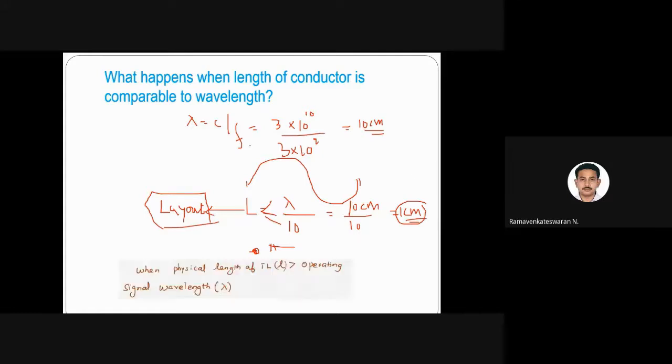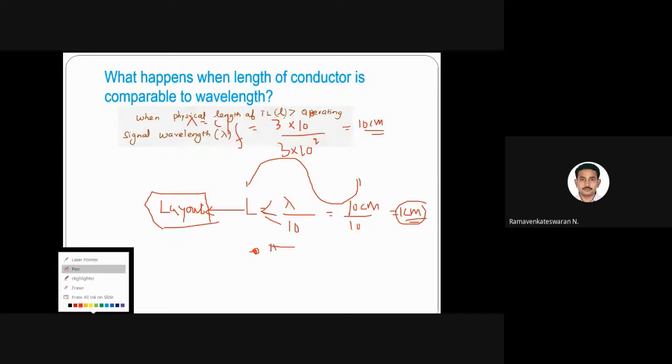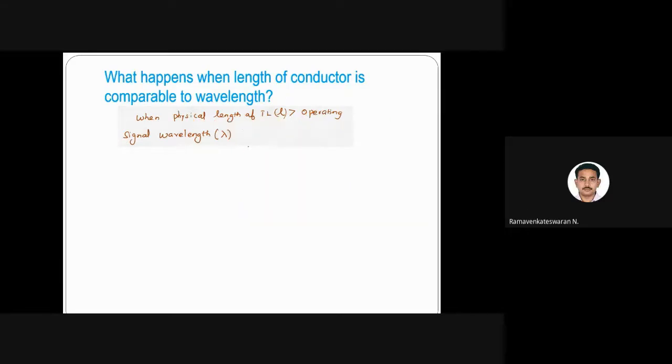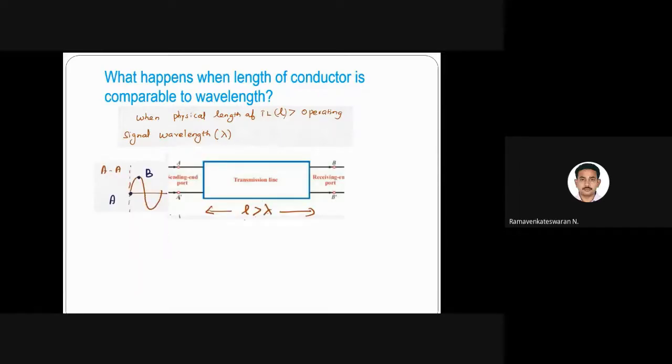The other part falls along similar lines of explanation. What happens if the physical dimension is greater than the operating wavelength? Transit time effects occur. You can see a sinusoidal signal. If the wavelength is very small and the physical length becomes higher, as in the case of a coaxial cable, then when the signal reaches the receiver port, there is already some delay, a transit time delay. So whatever I receive, there will be some phase delay.